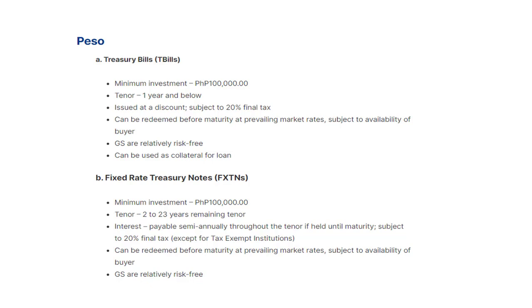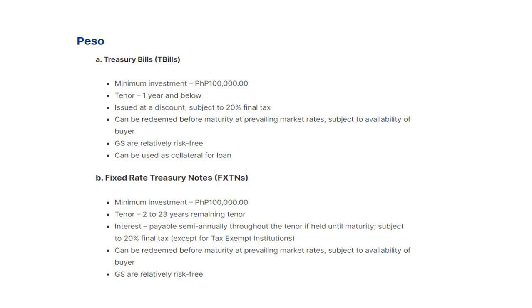We'll discuss treasury bills or T-bills. The minimum investment, unfortunately, is a big sum of around 100,000, and the tenure is 1 year and below. It is issued at a discount, subject to 20% tax. There's a maturity term, which is the time that we can redeem these bonds, meaning this is the time that the government will pay its utang or debt, or the time that a company is able to pay its debt.